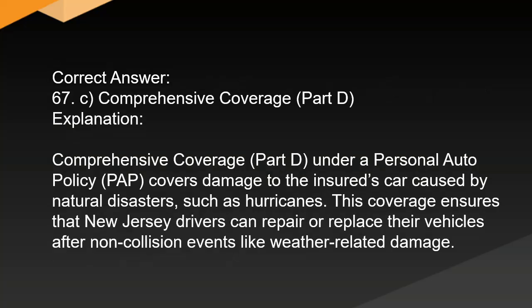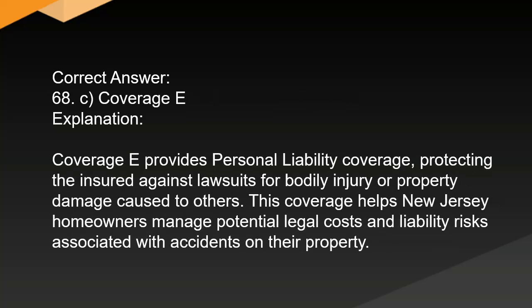Correct answer. C. Comprehensive coverage, Part D. Explanation. Comprehensive coverage, Part D, under a personal auto policy, PAP, covers damage to the insured's car caused by natural disasters such as hurricanes. This coverage ensures that New Jersey drivers can repair or replace their vehicles after non-collision events like weather-related damage.